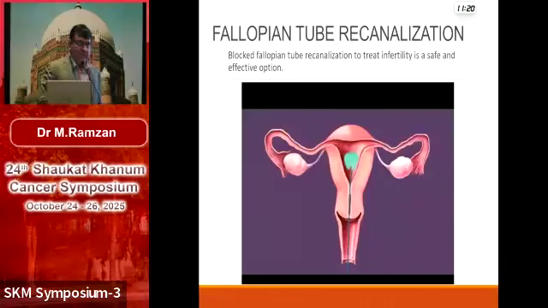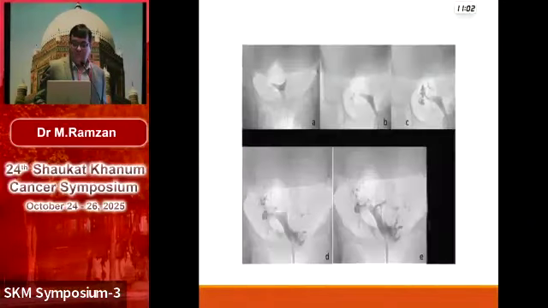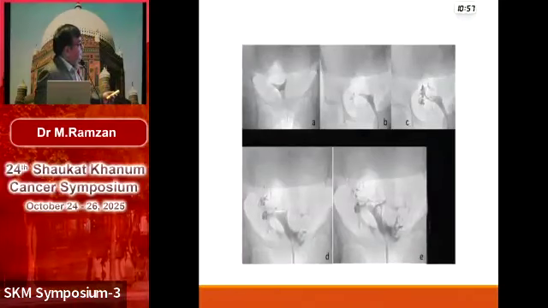Fallopian tube recanalization is another procedure which can be offered. It has approximately a 35% success rate of recanalization. So we can use catheters, go in and try to open both fallopian tubes. This is how things work. This is a typical case where the tubes are blocked here. We went in on one side, and then we had both sides open, and there's a free spillage of contrast.